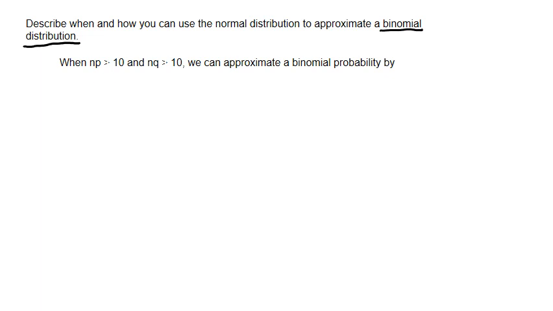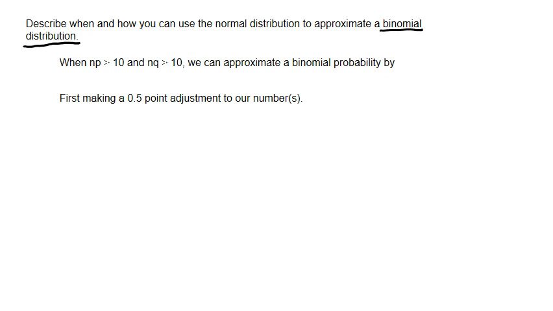One, when the product of n times p is greater than 10 and the product nq is greater than 10, then you can approximate the binomial probability by a normal. Okay? You're going to have to make this half-point adjustment to your numbers.